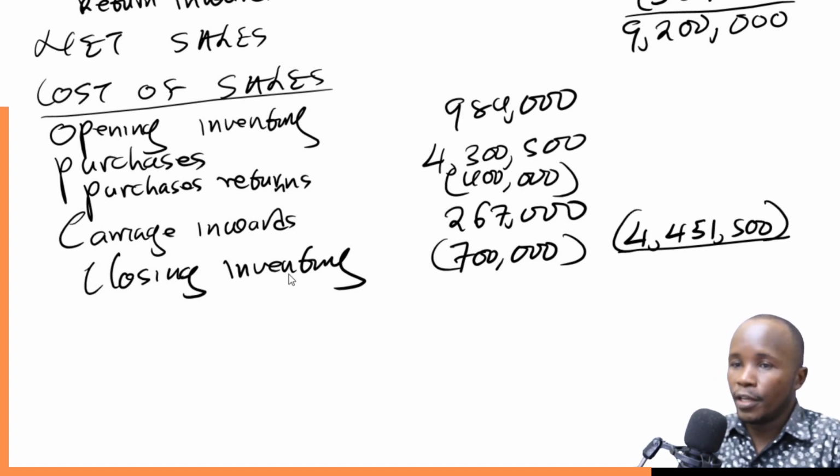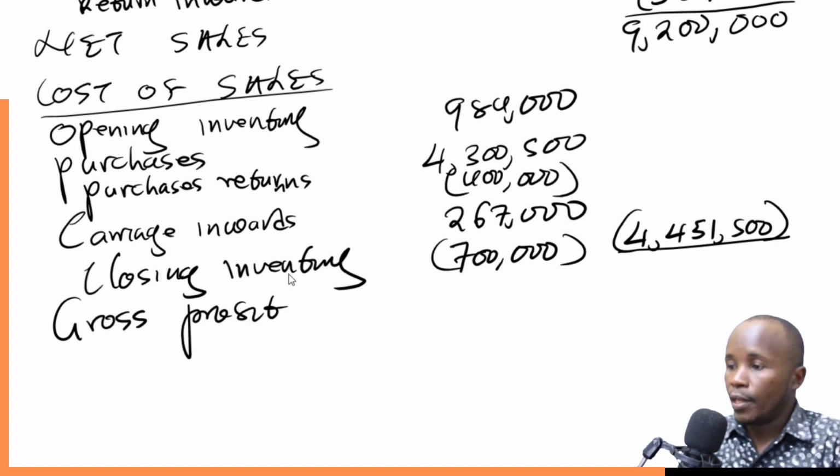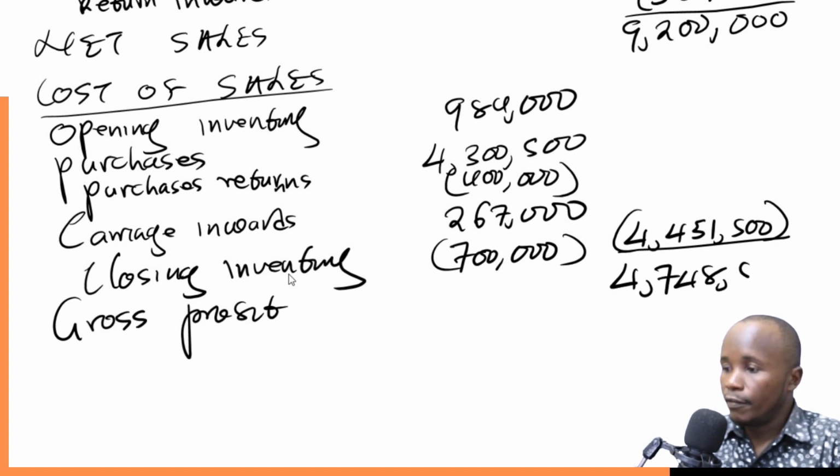Therefore, these are the costs incurred to make your sales. So in other words, we subtract them so that we can get our gross profit. Gross profit. So we take our 9,200,000 minus what we have here, and this gives us 4,748,500.